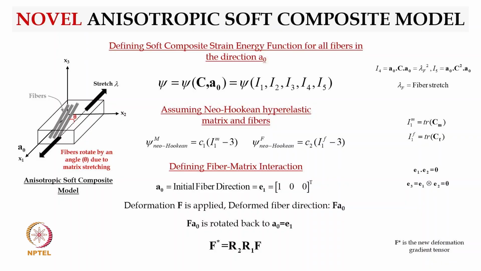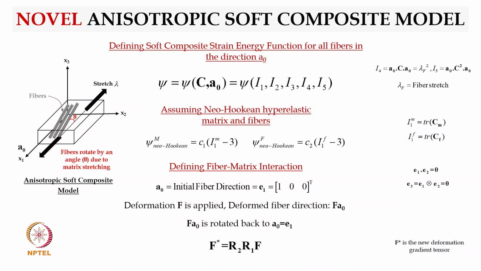If a deformation F, these are all vectorial terms which we are using, F doesn't mean a force. These are all vectors we are talking about. If a deformation F is applied, the deformed fiber direction becomes F A naught, a vectorial multiplication, right? F A naught is then rotated back to E1 to look at what really happened while this got rotated, which is given by F star equals R2 R1 F. These are all rotation matrices, right?